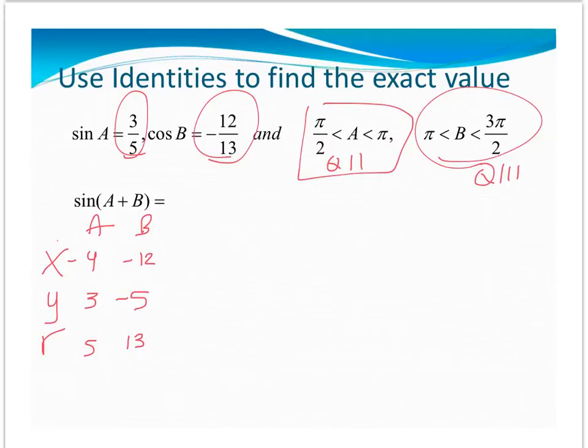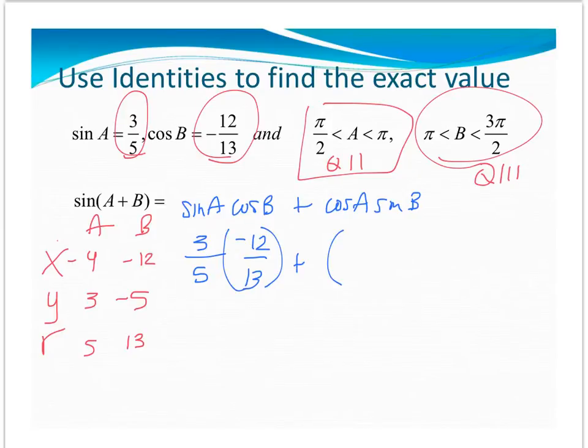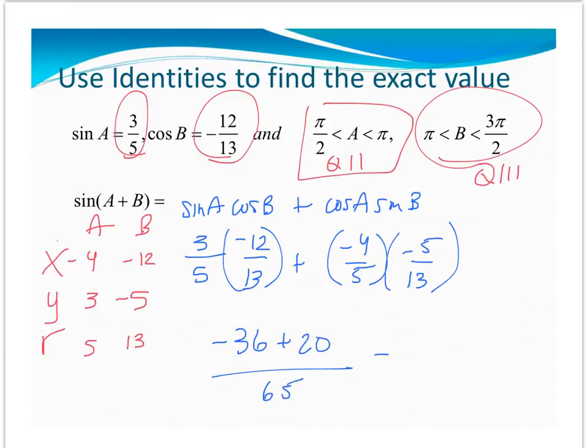Now that we know our XYRs, we can expand with our formula. My sine sum formula is sine A cosine B plus cosine A sine B. So now I can go ahead and just plug in those values. Sine A is 3/5, cosine B is negative 12/13, cosine A is negative 4/5, sine B is negative 5/13, giving me negative 36 plus 20 over 65, so negative 16 over 65.